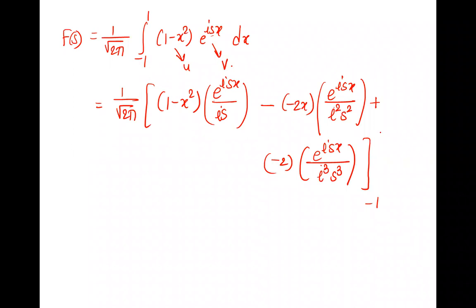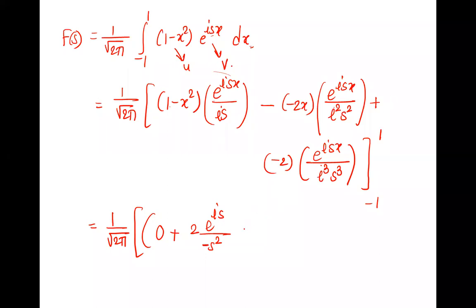This is from -1 to 1, and you are writing the limits for which variable? x. So you are writing upper limit 1 over x. So 1 minus 1, 0. 1 square, 1, 1 minus 1, 0, and 0 into anything, this part is 0. Come here: minus, plus 2. x is 1, e raised to is upon i square. What is i square? -1. -1 into s square.